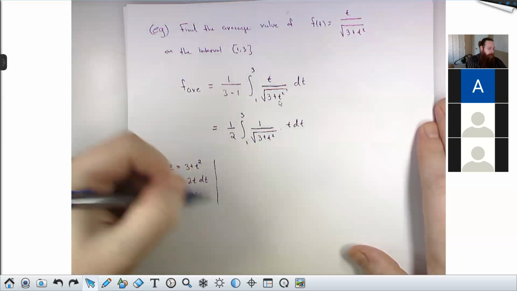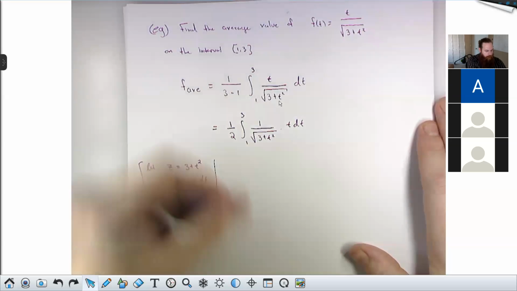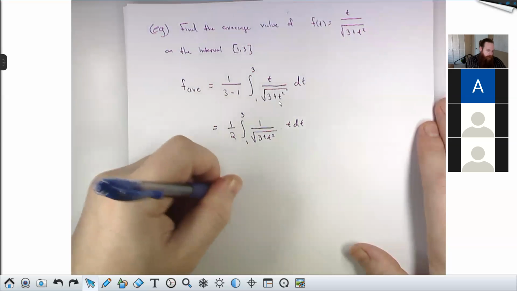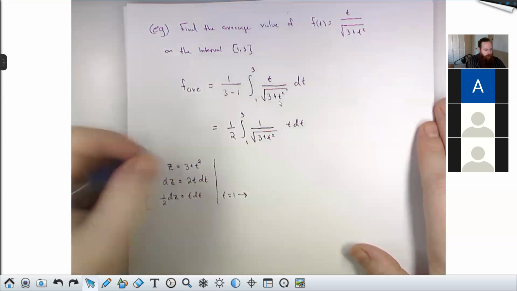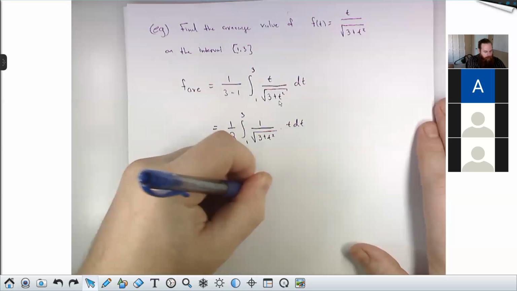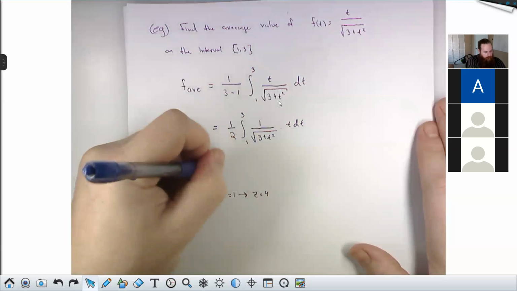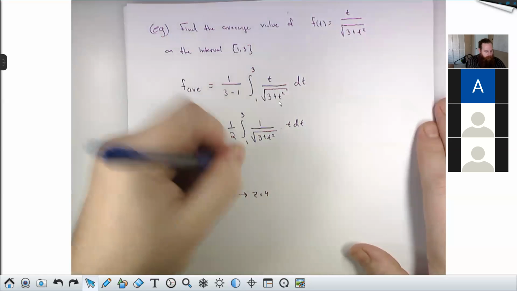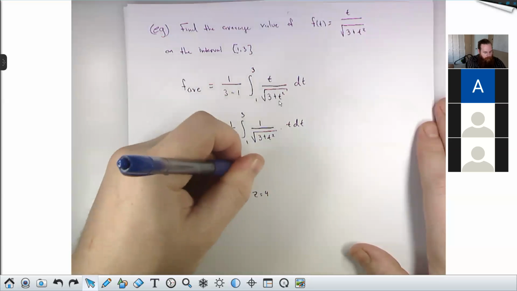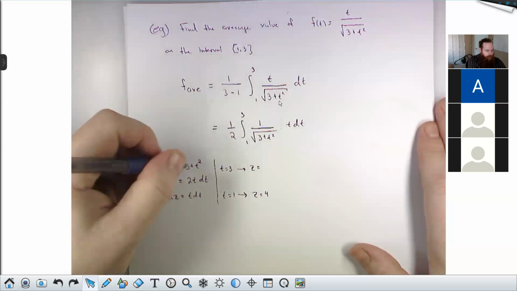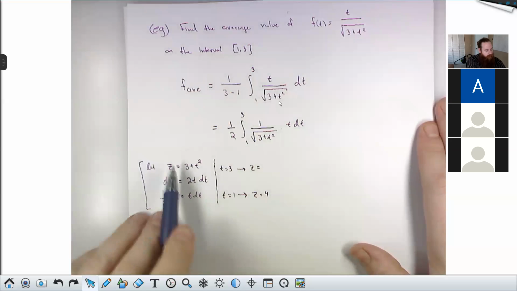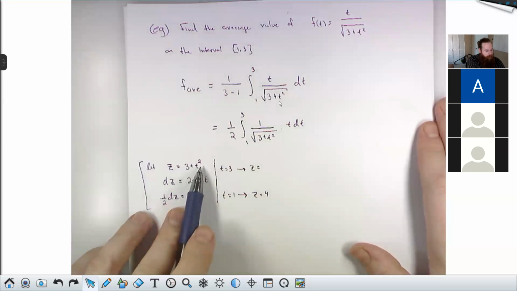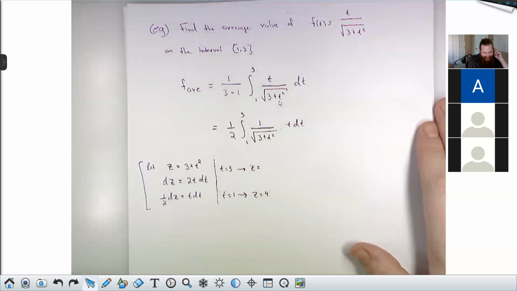I also need to change my bounds. When t is equal to 1, z will be 3 plus 1 squared, that's 4. And when t is equal to 3, z will be, I said 1 plus 3 squared, 3 plus 1 squared, okay, yeah. When t is equal to 3, I'll have 3 plus 3 squared. That's 3 plus 9, which is 12. Right.